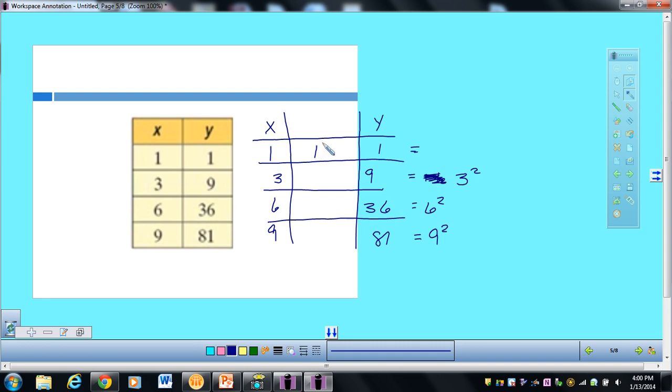So what I did was I squared here. 1 times 1 is 1. I squared x here. So 3 times 3 is 9. I squared x here. 6 times 6 is 36. And I squared x here. 9 times 9 is 81. So what I did was I took my x value and I squared it. So my function rule is x squared. And that's your answer right there.